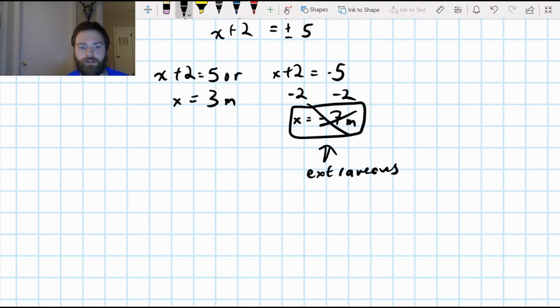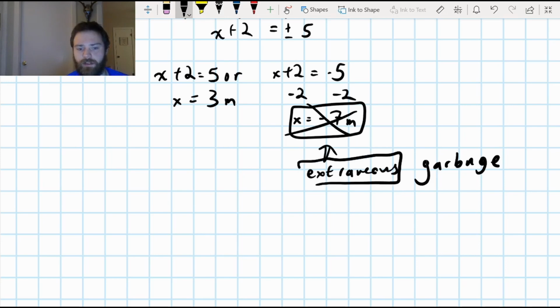So we call it extraneous solution. I had a conversation with some of my students about this one time, and they actually call extraneous solutions garbage solutions, right? Because we looked up what extraneous meant, and it meant that they can be discarded. So whenever they said discarded, they automatically thought garbage, okay? So we throw those in the trash can.